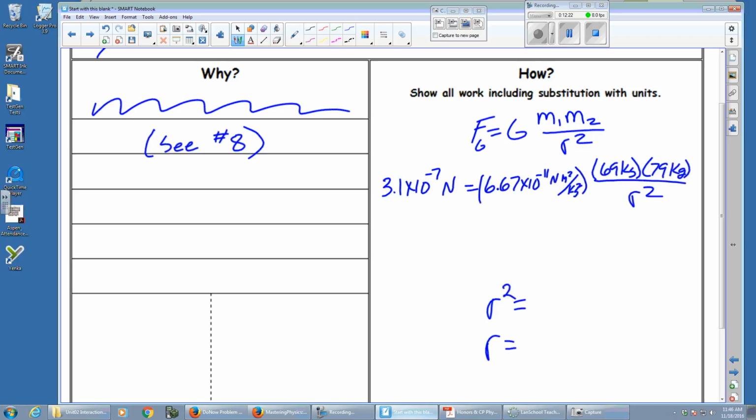Yep. So algebra. Bring things up and down and all around. I would suggest bringing the r squared to the other side and bringing that 3.17 times 10^-7 back here. That's what I would suggest algebraically. So personally I would end up with r squared equals 6.67.